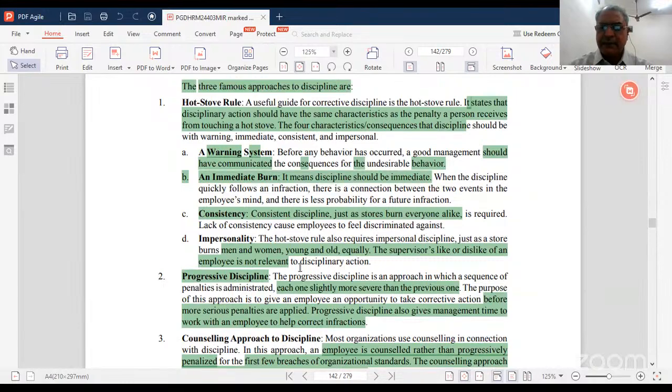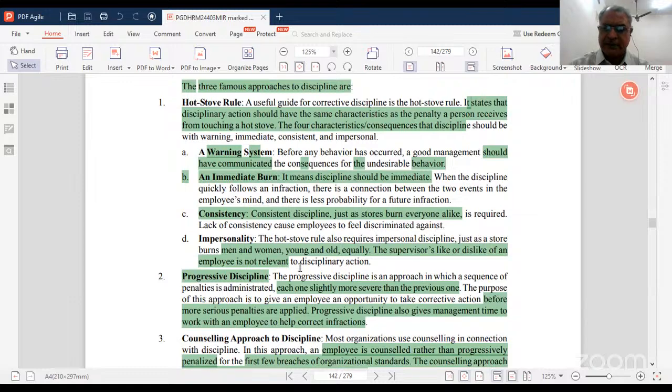Consistency. Consistent discipline, just as a hot stove burns all people alike, means all the people are treated equally and they must be given full judgment and there is no discrimination. Impersonality: whether the supervisor likes the employee or dislikes the employee, the same disciplinary action will be initiated against them. So this is a very prominent approach towards discipline.